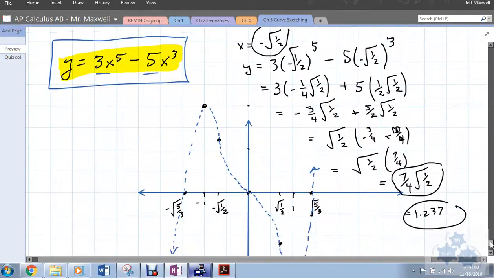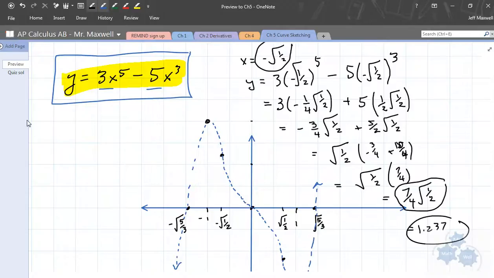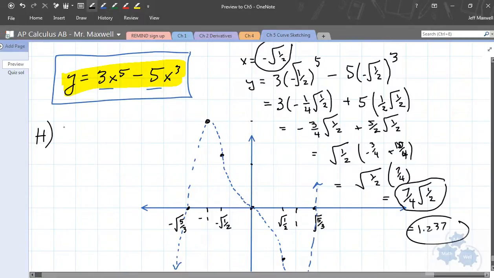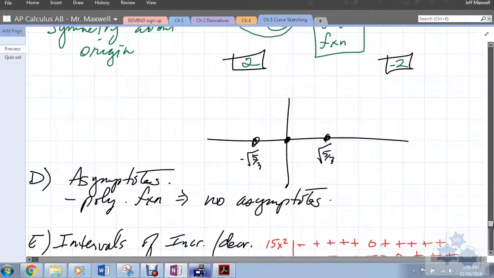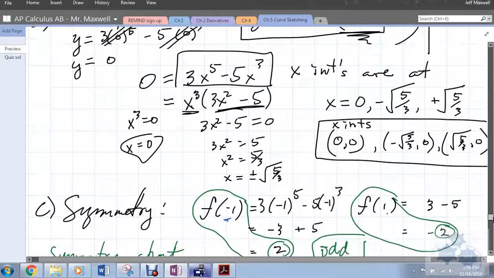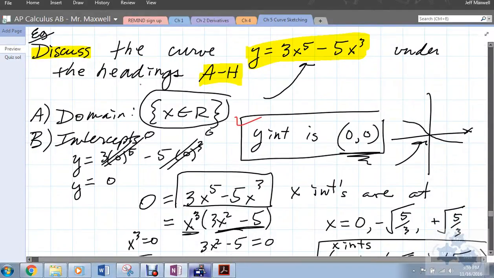So that's your example, headings A through H, and of course sketching is heading H, actually, right? So just putting it all together. So there's your example, and that's all the way worked through. Yeah, it's a long question, but if you can do this question, you're well on your way to understanding and being able to do what you need to do for Chapter 5 here.